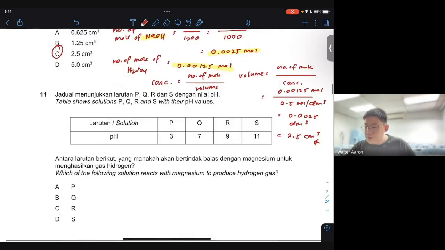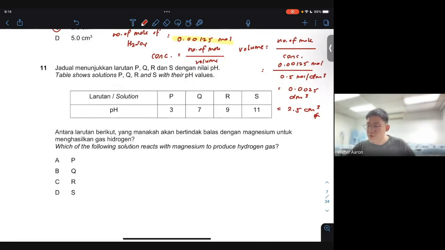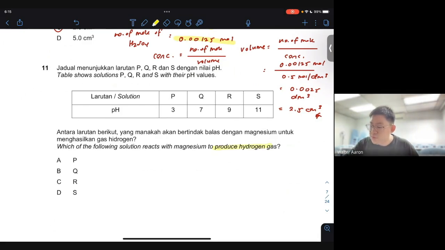All right, number 11. The table shows the solutions P, Q, R, and S with their pH value. So we have pH 3 for P, 7 for Q, 9 for R, and 11 for S. Which of the following solutions reacts with magnesium to produce hydrogen gas? If you want to react with magnesium to produce hydrogen gas, it must be something which is acidic. So definitely the answer is P, because only P shows an acidic solution.